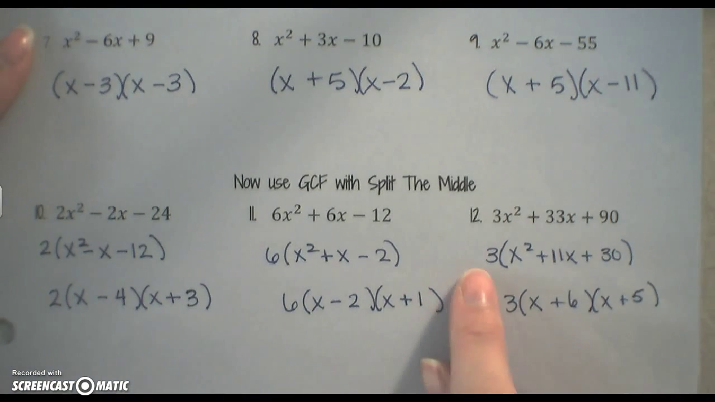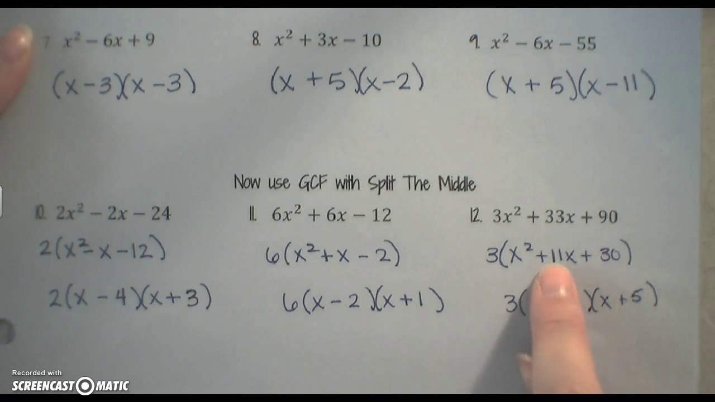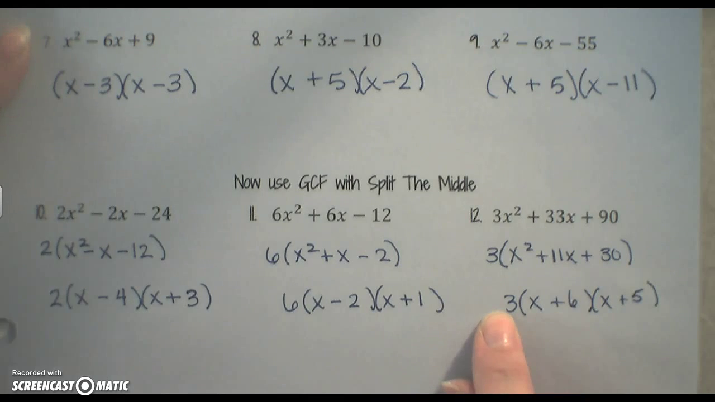All right, and you should have, for that last one, taking out a 3. And the factors of 30 that add to get 11 are 6 and 5. And don't forget that 3 comes down along for the ride.